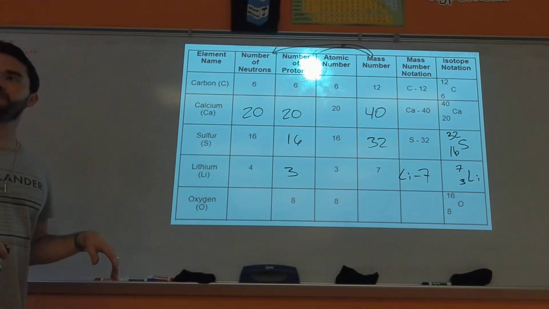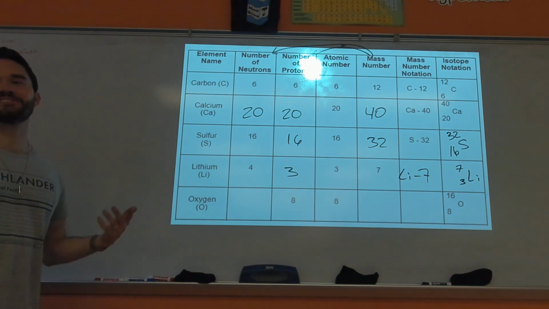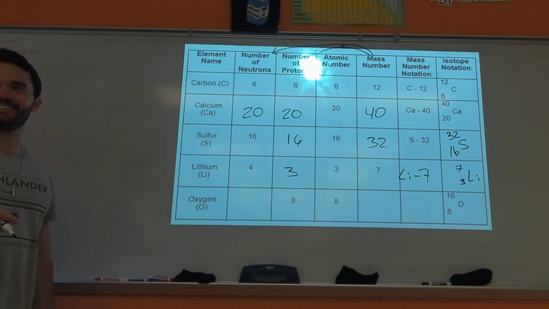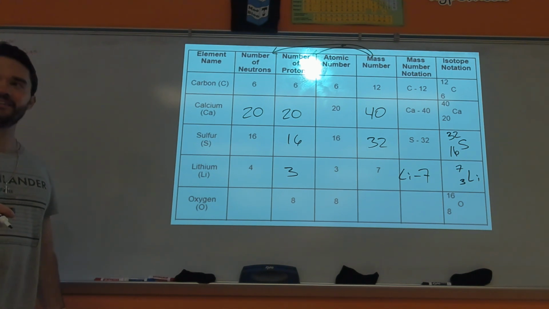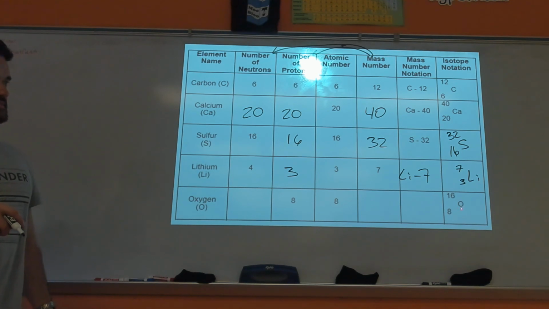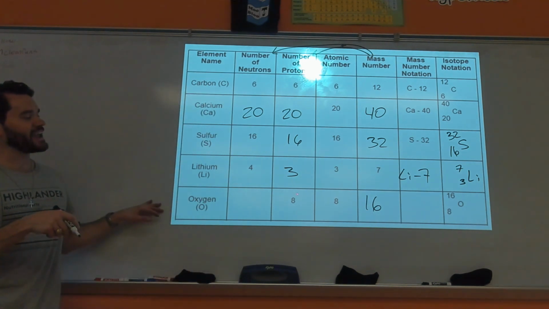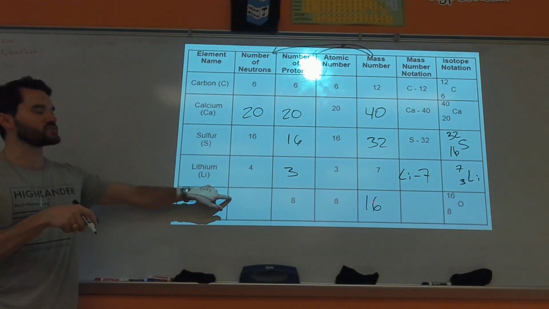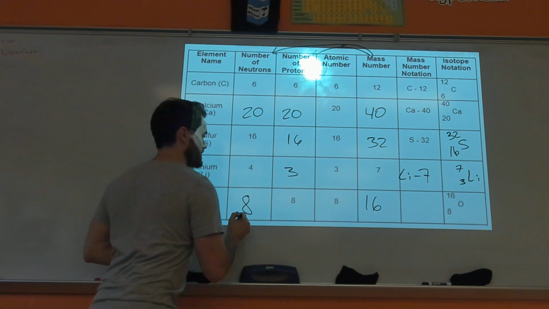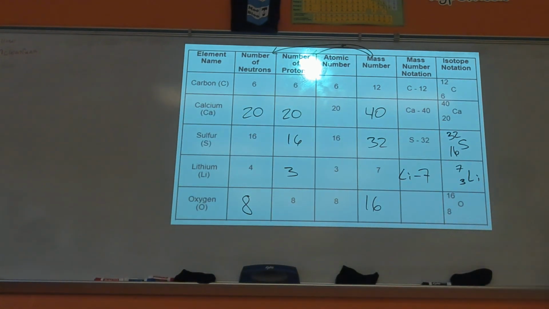Yeah, go for it. So I could find it from the isotope notation. It says the mass on the top left. Top left, there you go. So 16 there, so mass number is 16. So 8 plus what equals 16? That would be 8. Okay?